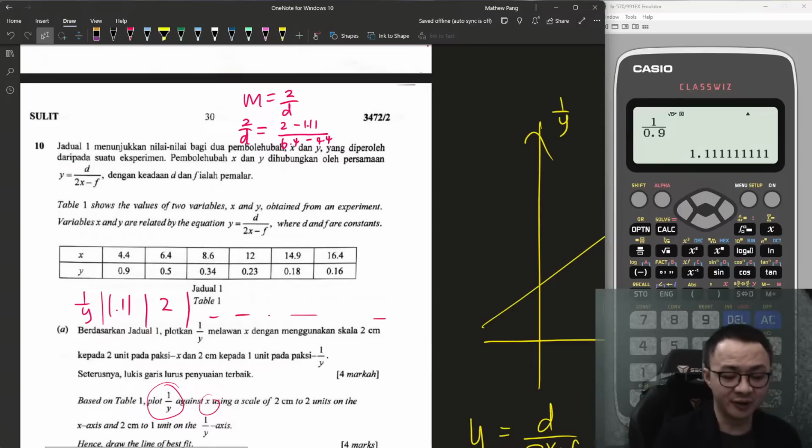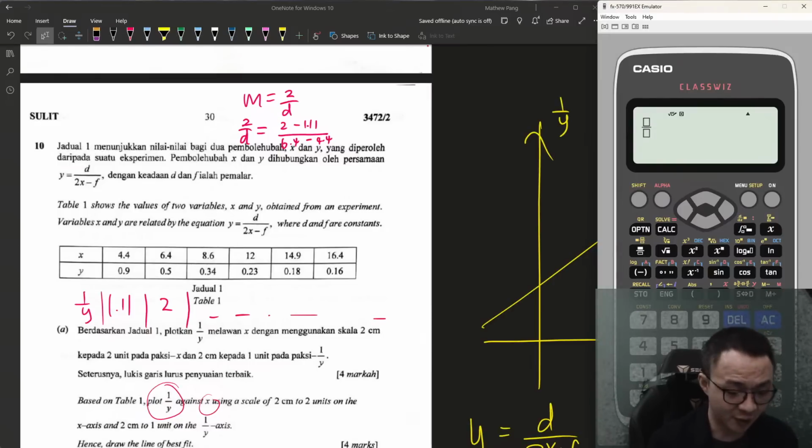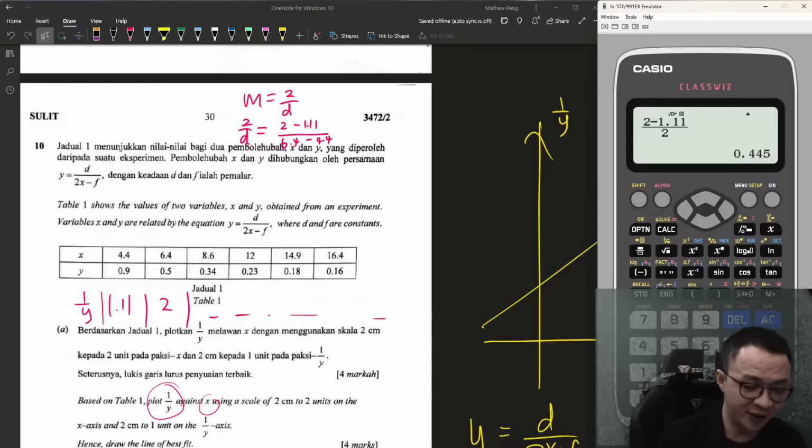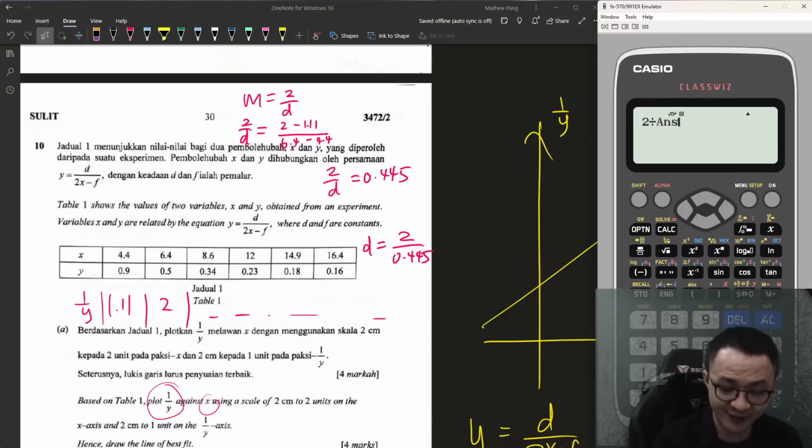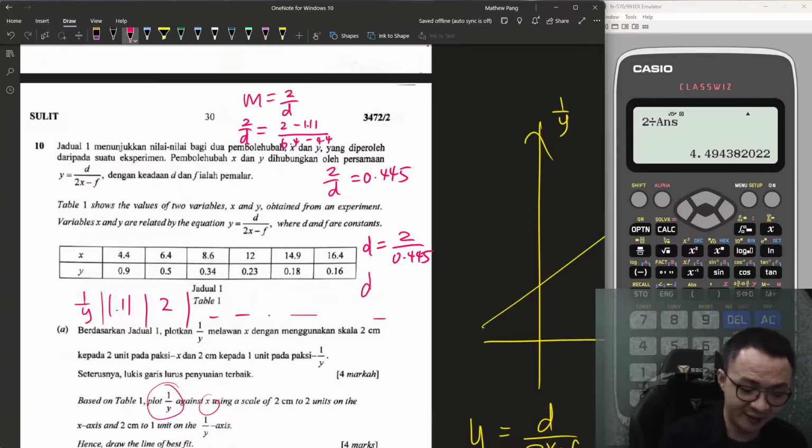Okay, I use the gradient formula. So 2 minus 1.11 over 6.4 minus 4.4 is 2. So this is my gradient. So 2 over d equals 0.445. Then d will equal 2 divided by 0.445, right? 2 divided by my answer. Yeah, my d right now is 4.494.